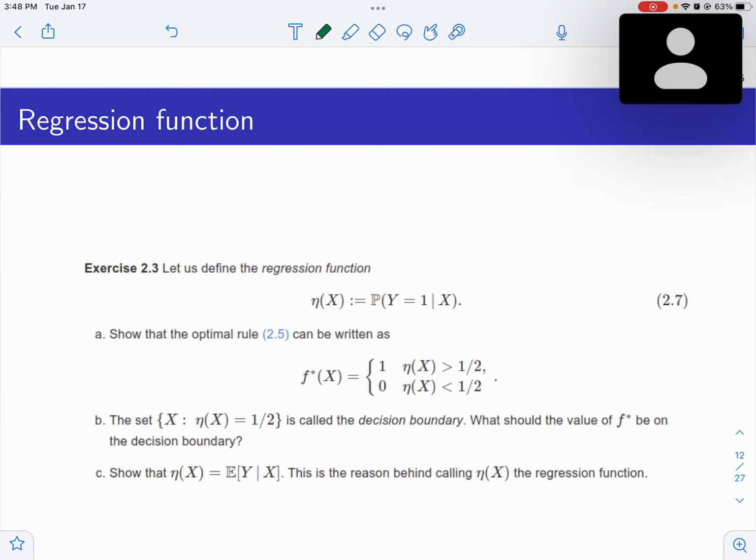So the optimal rule in binary classification, when the variable is encoded as 0, 1, under the 0, 1 loss, can be obtained by looking at that regression function and thresholding it at level 1/2. I'm not determining what happens if it's equal to 1/2, and that's what you will think about in your homework problem. What should I do if, for a value of x, it turns out that eta of x is equal to 1/2?